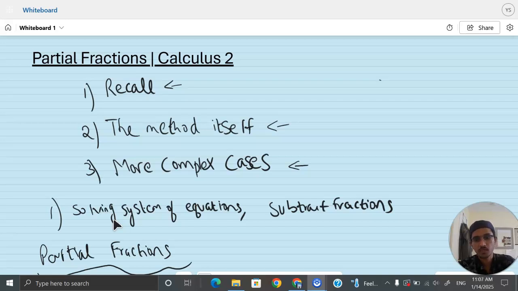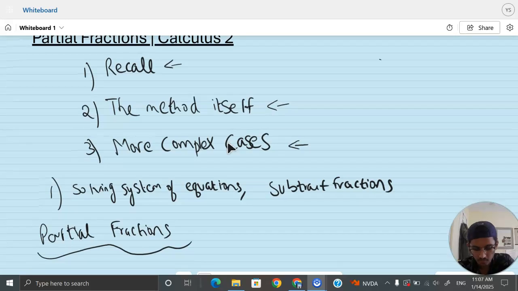Okay, so for step number one, let's recall some things. For example, we need to know how to solve systems of equations before we do the partial fraction method, and also how to subtract fractions. Go and have a look at those two topics if that's something you can't recall. Second, we will be talking about the method itself and having a look at an example with the method. And the third step is having a look at some complex cases where this gets more challenging to solve. Okay, so let's have a look.